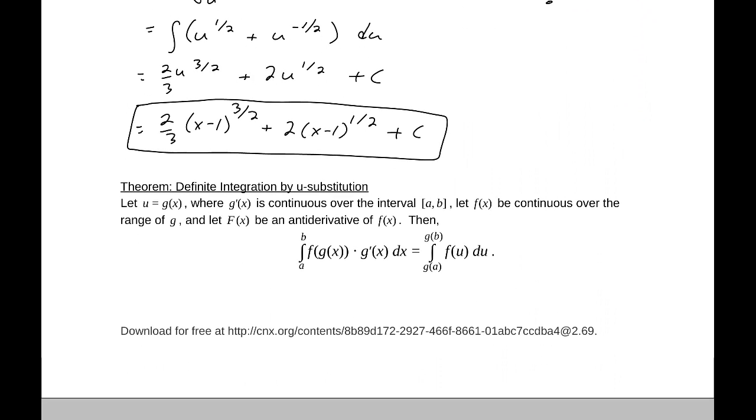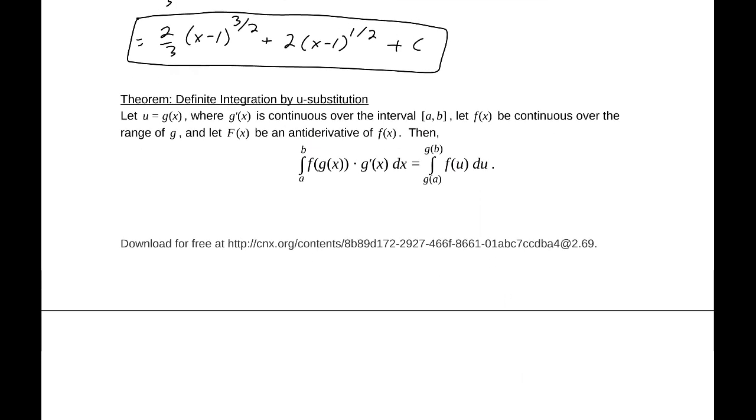All right, definite integration with U substitution. This will actually work out exactly the same, except we are going to change our limits. They begin as a and b, but once we make our substitution, we're going to change these to g of a and g of b. I'll show you how to do that very quickly as we look at our next example.